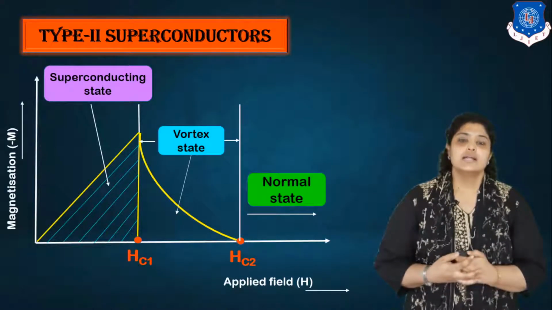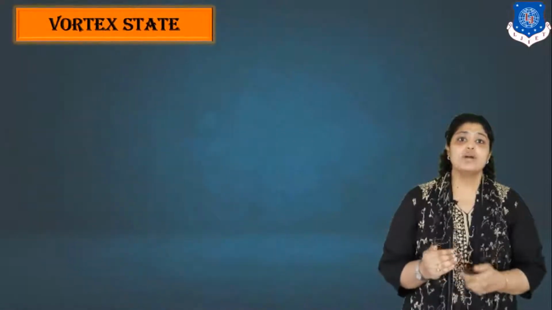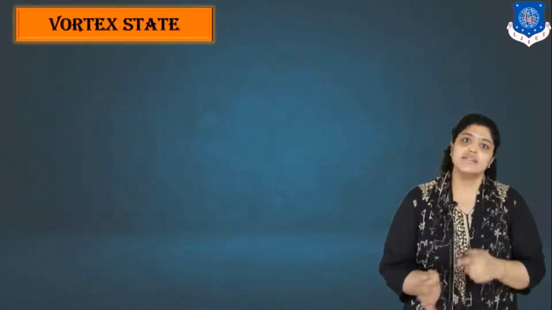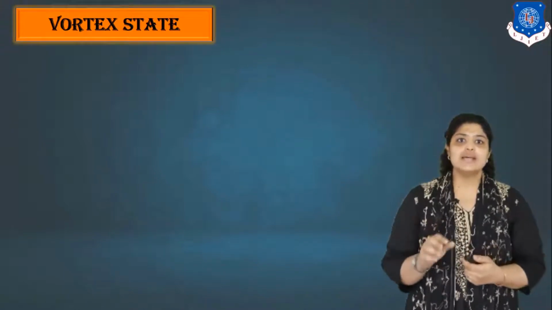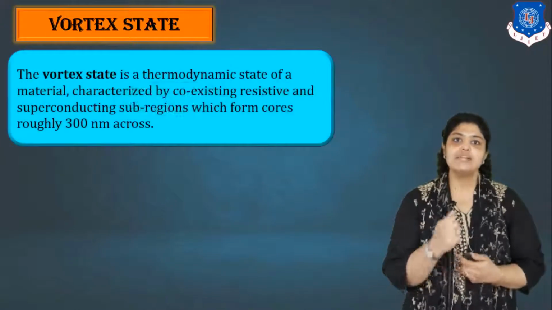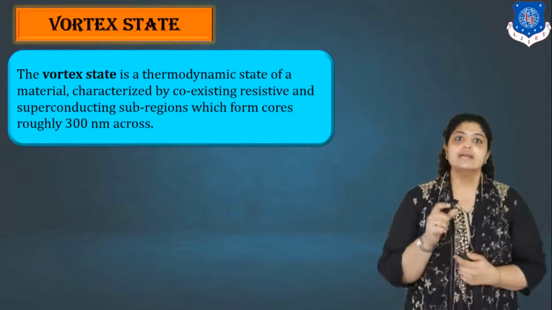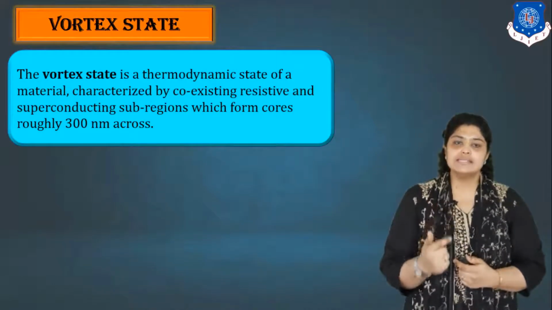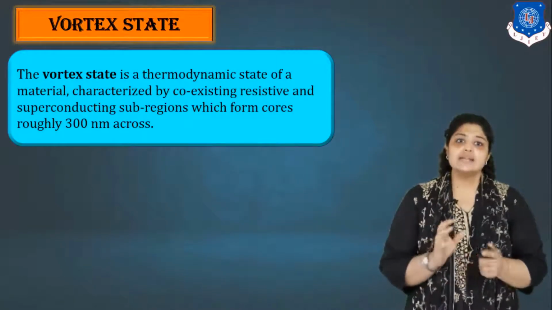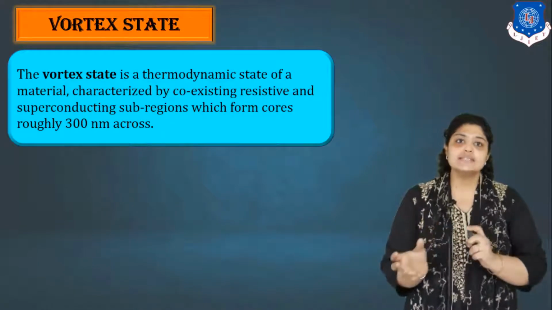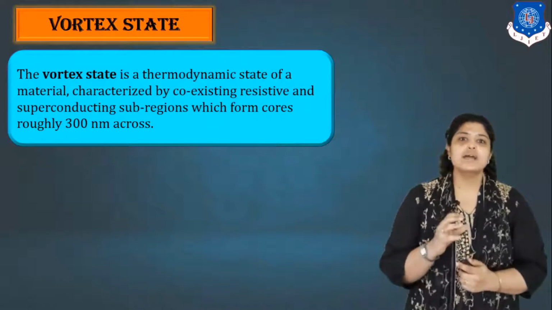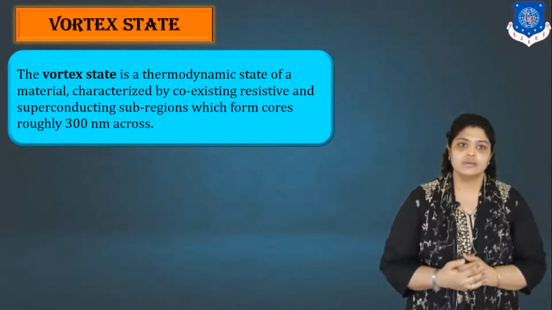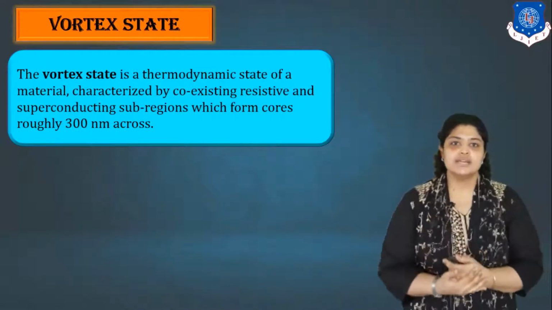Now let me just brief what vortex state is, then we'll be discussing the properties. So vortex state is also known as mixed state. Let me define what vortex state is. It is basically a thermodynamic state of a material which is characterized by coexisting resistive and superconducting subregions which can be around 300 nanometers apart. What is the meaning of this statement?